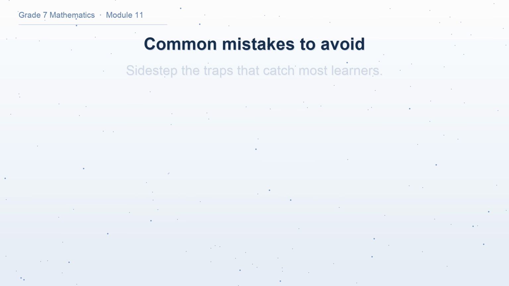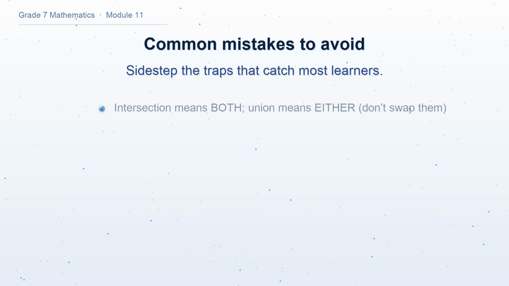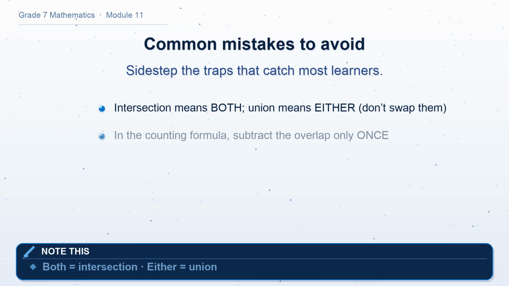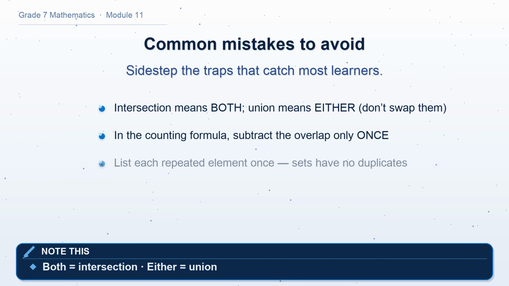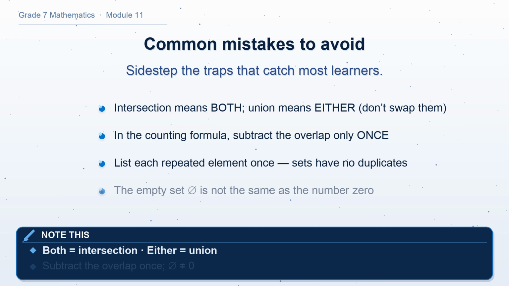Before we practice, let's clear up the traps that catch most learners. First, the intersection means in both sets, while the union means in either set. Don't swap the two. Second, in the counting formula, subtract the overlap only once, not twice. Third, a set never repeats an element, so list anything that appears more than once a single time. And finally, the empty set is a set with no members. It is not the same as the number 0. Keep these in mind, and your set work will stay accurate.